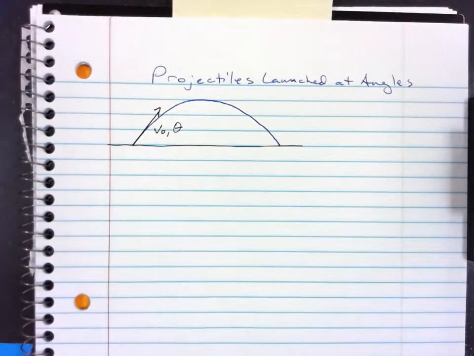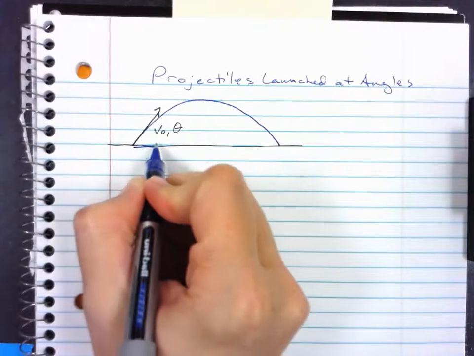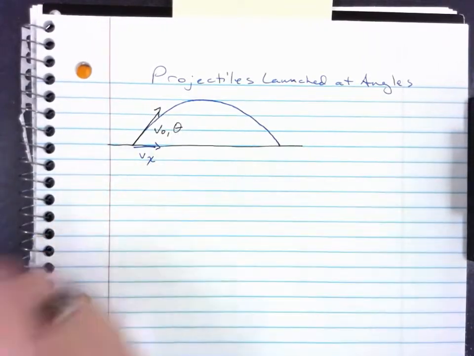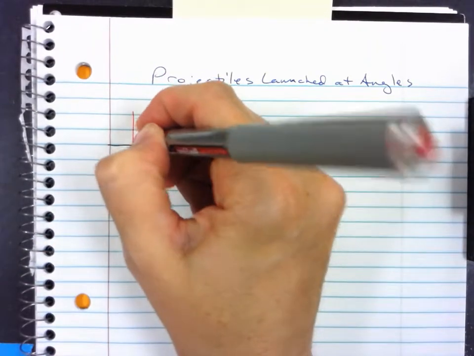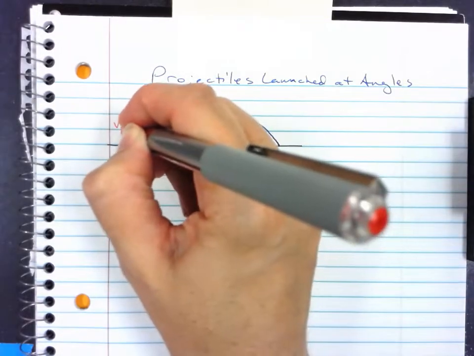So we would break this velocity into two components. That's always going to be your first step. This is going to be the Vx component, and this is going to be the Voy component.